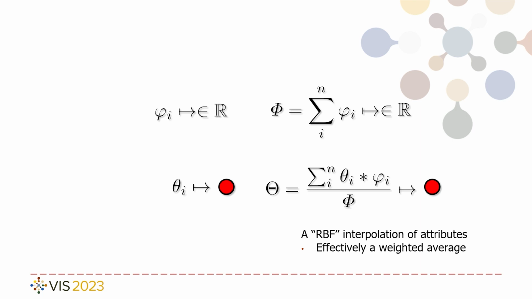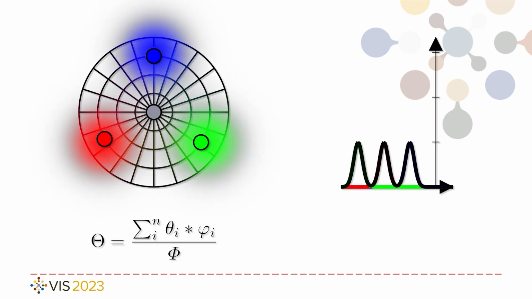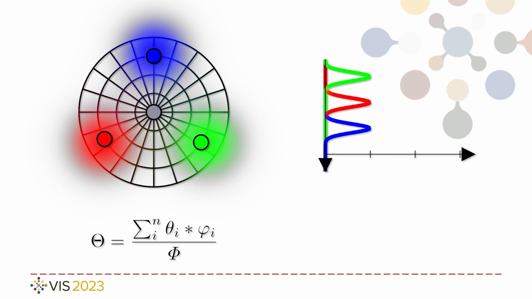This is effectively a weighted average, where we weigh our attributes by their corresponding radial basis functions. To give you some more geometric intuition for how this works, let's assume we have three particles, a red particle, a blue particle, and a green particle. Now I'm going to rotate our one-dimensional view clockwise, which will help me better illustrate the individual contributions of particles to the final blended color.